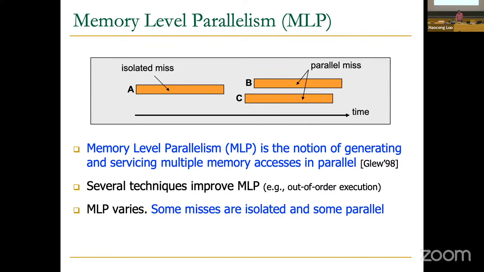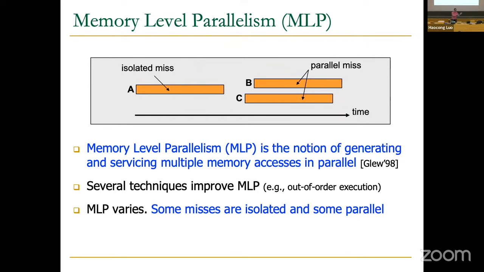But this also leads to some misses being isolated, some misses being parallel, and there are different levels of parallelism, right? I could have another example over here where you have 8 misses serviced in parallel, and eliminating any one of them will not buy you almost any performance unless you eliminate all 8 of them at the same time, right?